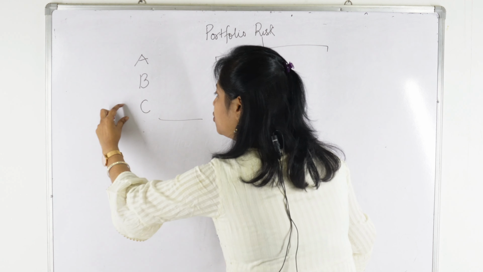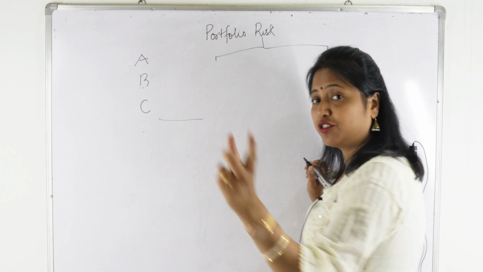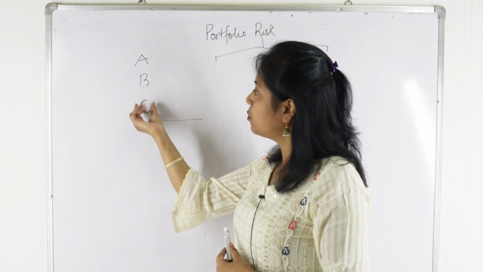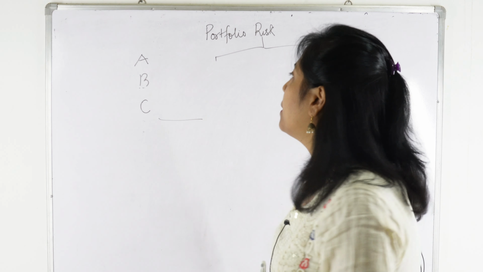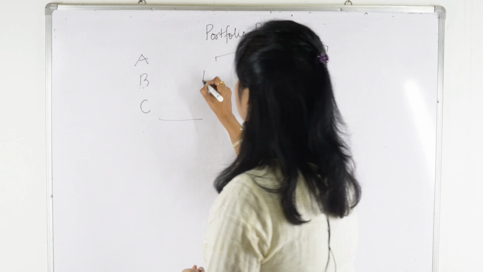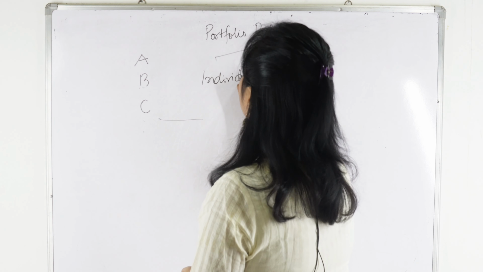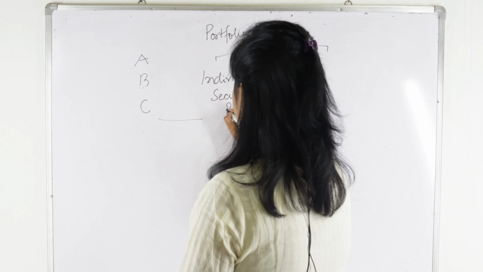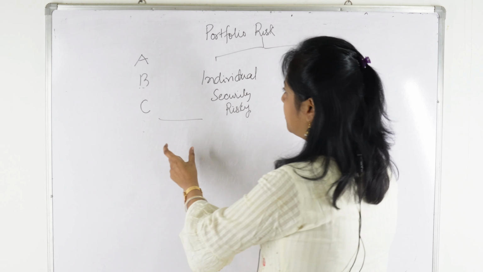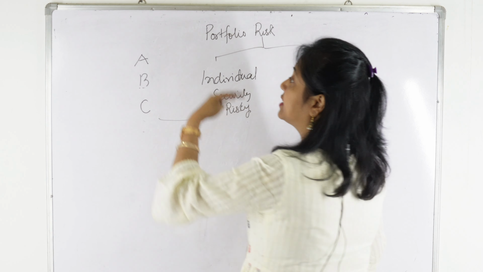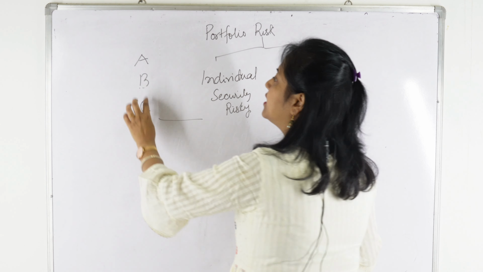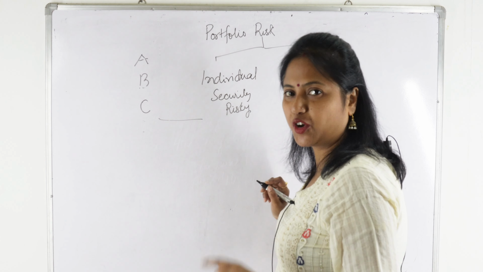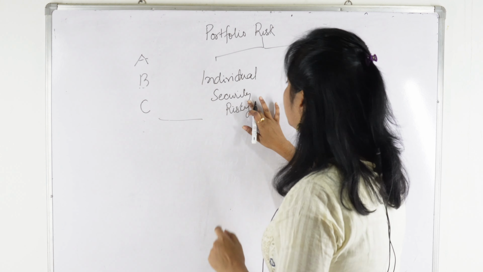How to calculate individual security risk? Individual security risk we have already seen in the previous video, that we can make use of variance or standard deviation to know how much individual stocks are risky. But we are talking about a portfolio. So of course the individual securities will matter. How much an individual security is risky will of course matter. For example, B might be very risky, which may make the entire portfolio very risky. C and A may be very neutral or less risky, but because of B, the entire portfolio becomes risky. So individual security risk matters.